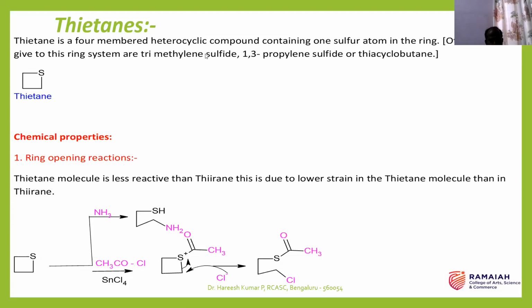Okay. So up to this, we discussed three-membered rings and four-membered rings. A three-membered ring with nitrogen is called azirine, and a three-membered ring with oxygen is called oxirane. Similarly, a four-membered ring with nitrogen is called azetidine. A four-membered ring with oxygen is called oxetane. Now we will discuss thietane. Thietane means a four-membered ring with sulfur.